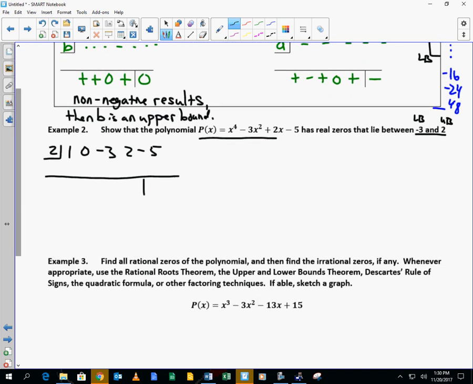What do I do first? Drop the 1 in, multiply, then add. And I do that over and over again, right? What do you notice about my result? I don't have any negatives. The result is never negative.